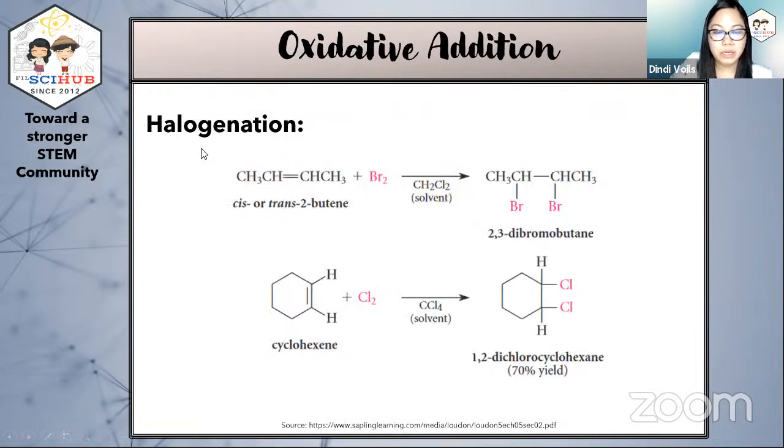An example is halogenation, where you add two atoms of halide, or halogen. For example, the halogenation of cis or trans 2-butene in a neutral solvent to form 2,3-dibromobutane. And then same thing for the halogenation of cyclohexene. Two chlorine atoms get added to the double bond. And again, as you can see, the number of hydrogens becomes less. That means it's an oxidation reaction in organic chemistry terms.